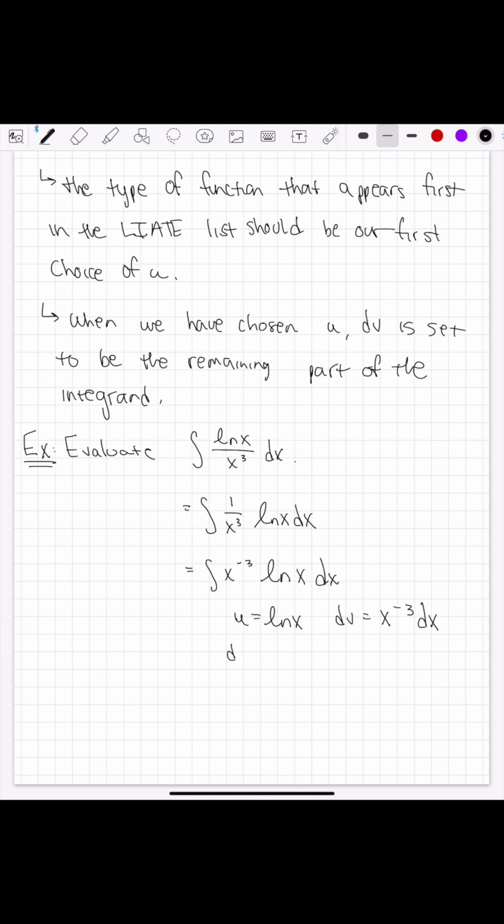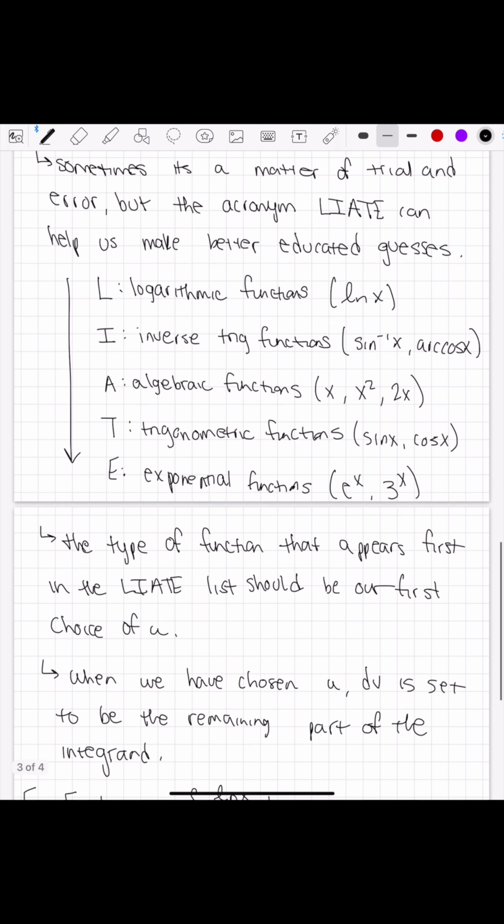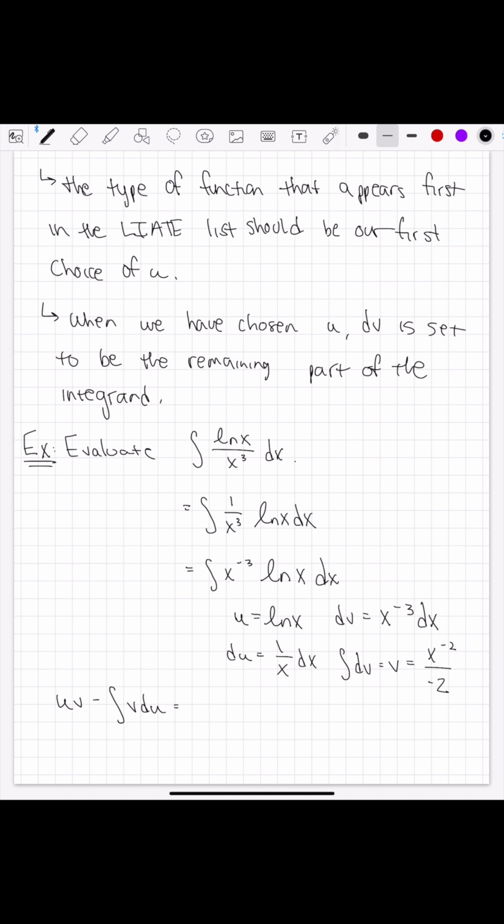So then when we take the derivative of u, we get 1 over x dx. And when we do the integral of dv, we get v, which, remember, means we add 1 to the power and divide by the new power. So we plug this all into the integration by parts formula, which is uv minus the integral of v du. So u is ln of x, and v is x to the -2 over -2, and du is 1 over x dx.